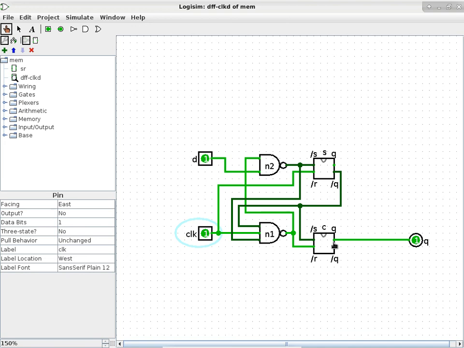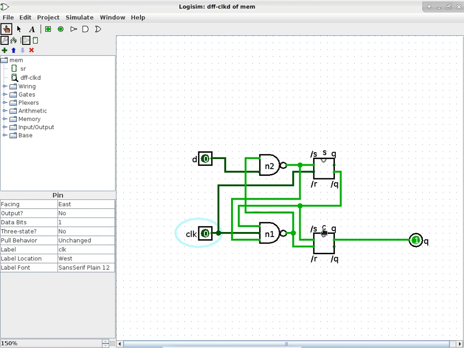After that moment, you can change anything you want. Well, not anything, but you can change D any way you want. You can also change clock to go from 1 back to 0, and that will not do a single thing to the state of the entire thing. In other words, we have gone from a level sensitive D flip-flop to an edge sensitive D flip-flop.